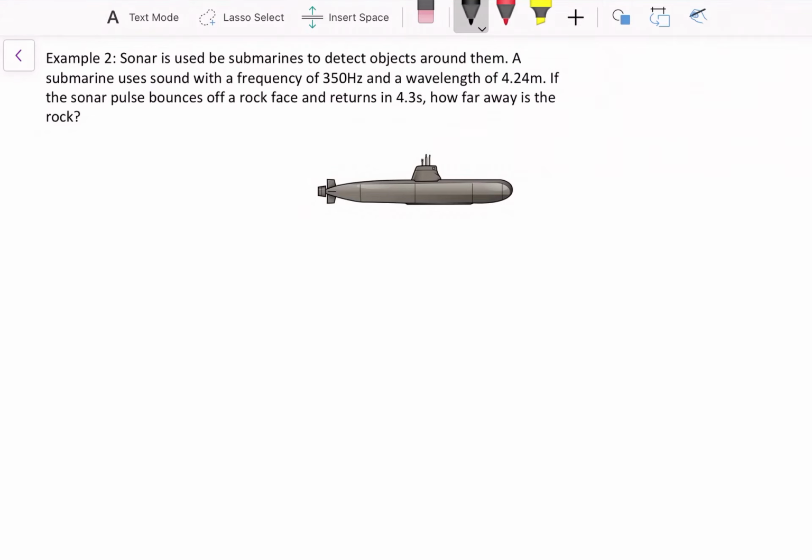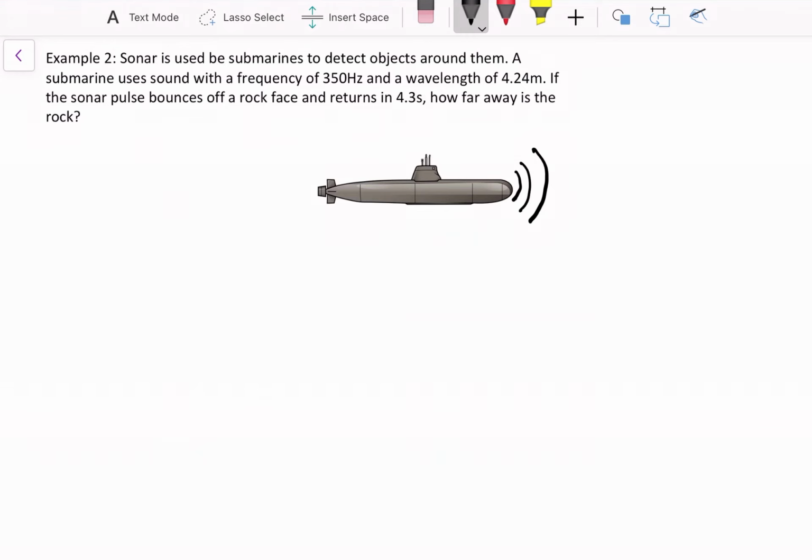Okay, let's take a look at a second example here. This one's also going to be talking about sound waves, but in this case, the sound waves are going to be traveling in the water, and they're going to be emitted by a submarine. I got myself a clip art of a submarine, so I don't have to attempt to draw one.